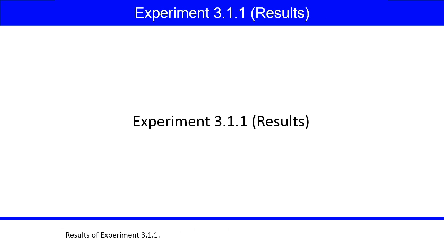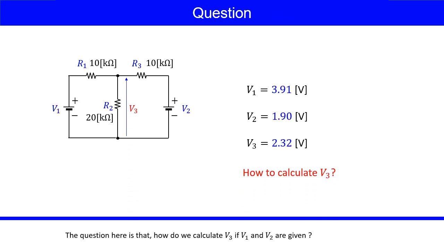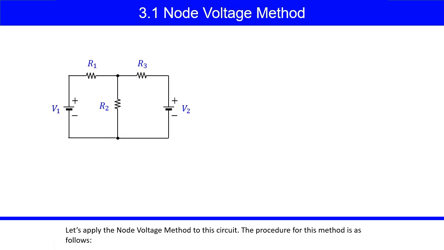Results of experiment 3.1.1. These were the readings on the voltmeter. The question here is, how do we calculate V3, if V1 and V2 are given? Let's apply the node voltage method to this circuit. The procedure for this method is as follows.